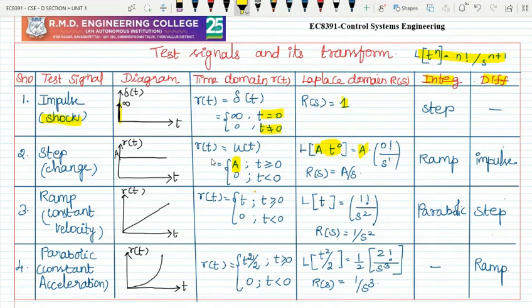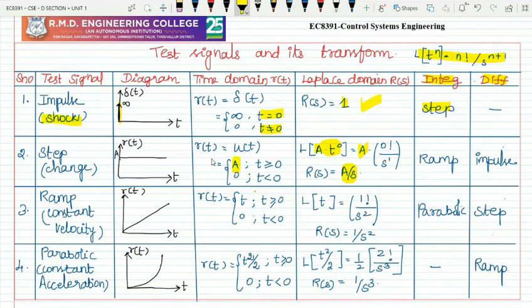Okay, so see the diagram also. See the transform value A by s. If I take the integration, I get the value of 1, and 1 is nothing but the impulse signal. This is the concept: integration of impulse. Integration of step signal, I get the ramp signal. Clear?